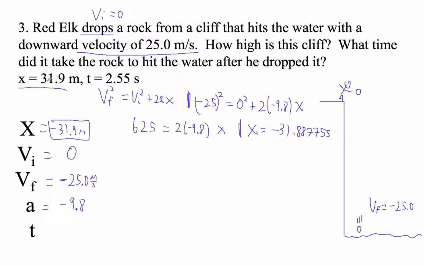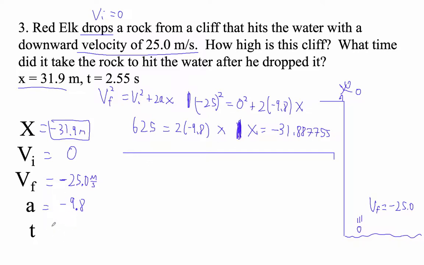Okay, so how high? We wouldn't say that the cliff is negative 31.9 meters tall. We would say that it's just 31.9. So that's sort of like an absolute value kind of a thing, right? Don't worry about that too much. If you tell me that the cliff is a negative height, I'll just say something sarcastic, okay?